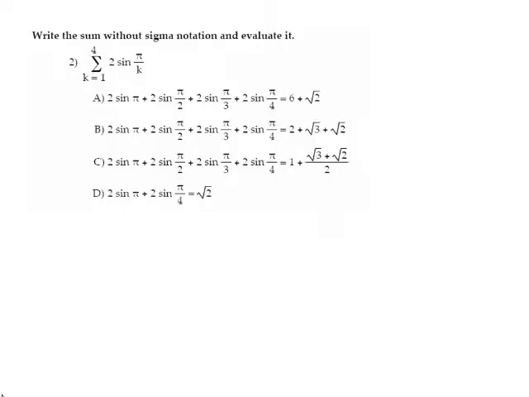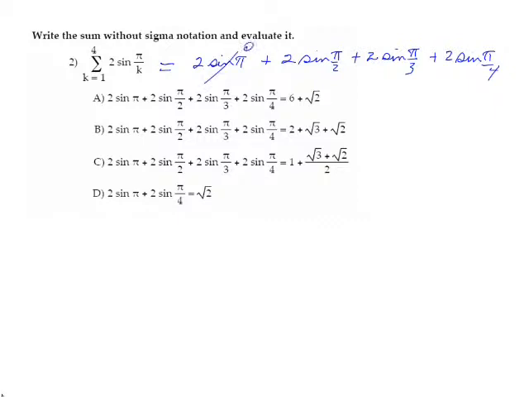Second problem is just to use sigma notation and follow the directions in the sigma notation to calculate a sum. And it's just going to be 4 terms in the sum. So for k equals 1, we get 2 sine pi, plus for k equals 2, 2 sine of pi over 2. For the third term, we get 2 sine of pi over 3. For the fourth, we get 2 sine of pi over 4.